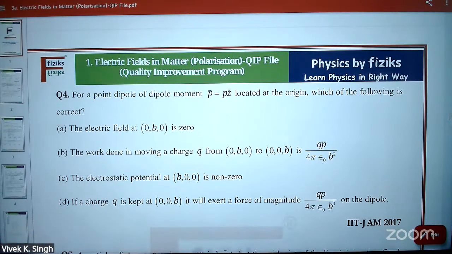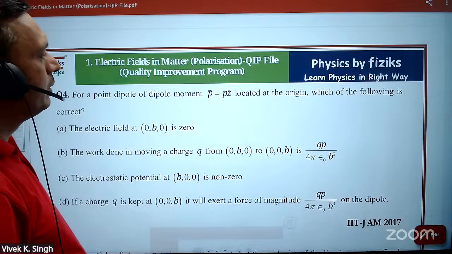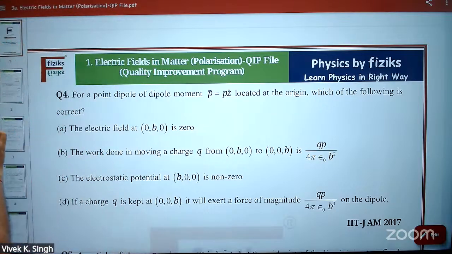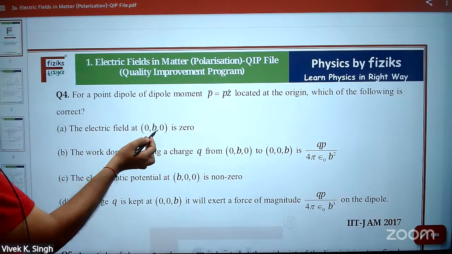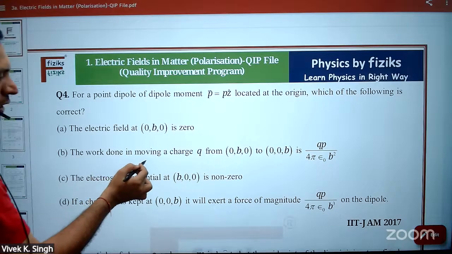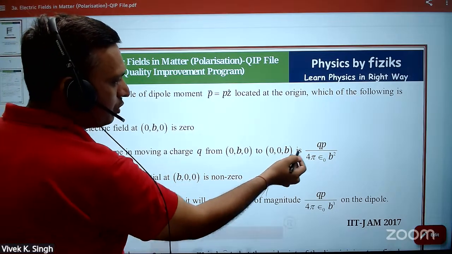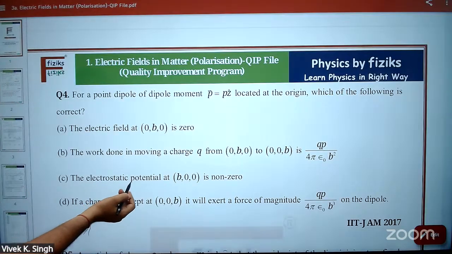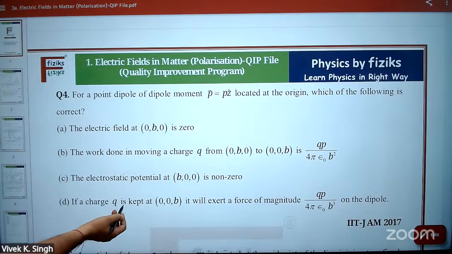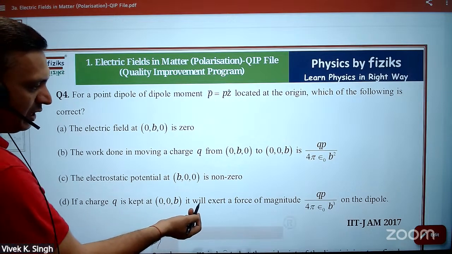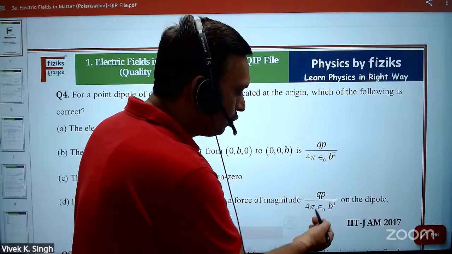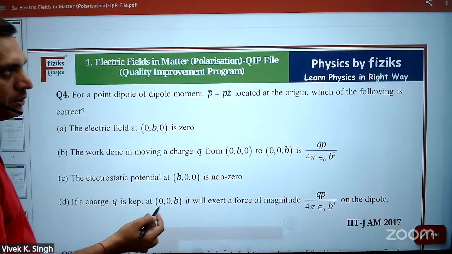For a point dipole of dipole moment P, again P is P Z cap located at the origin. Which of the following is correct? The electric field at (0, B, 0) is 0. This is on the y-axis. The work done in moving a charge q from (0, B, 0) to (0, 0, B) is this value. The electrostatic potential on the x-axis is non-zero. If the charge q is kept at (0, 0, B), it will exert a force of magnitude qP by 4 pi epsilon naught B cube on the dipole. So you have to verify these options. So let's see.